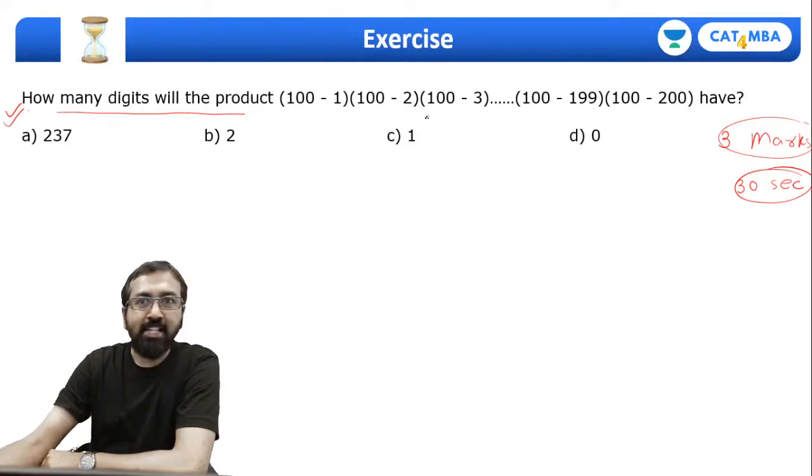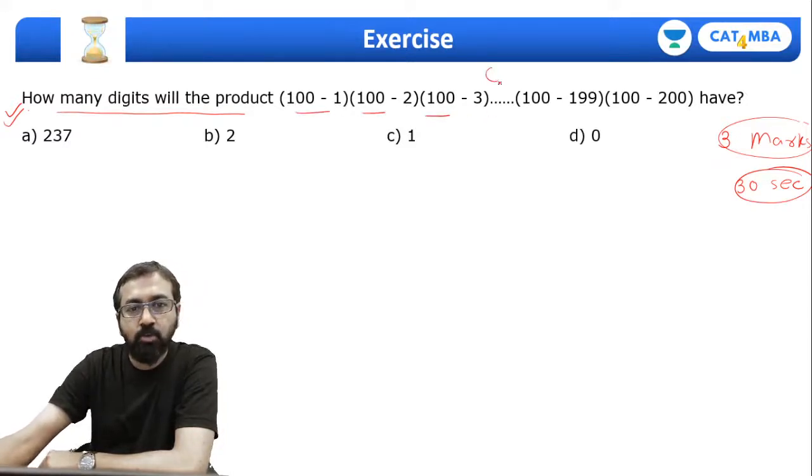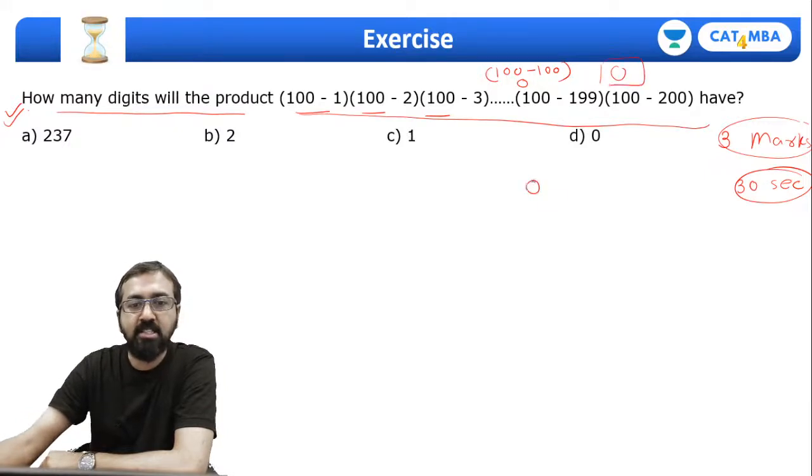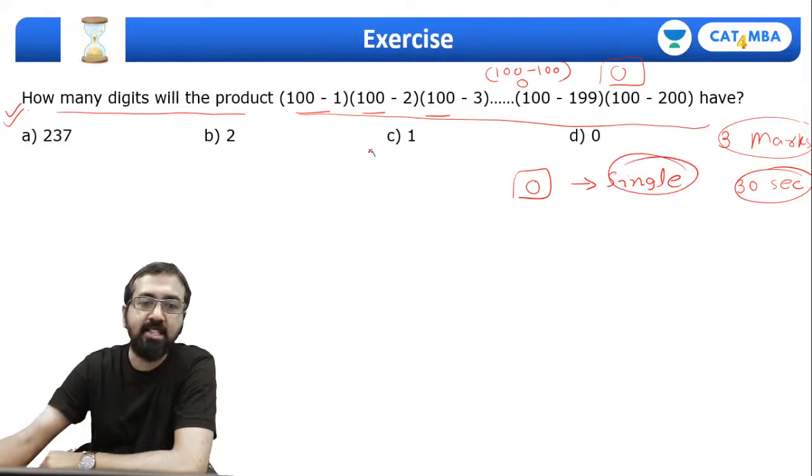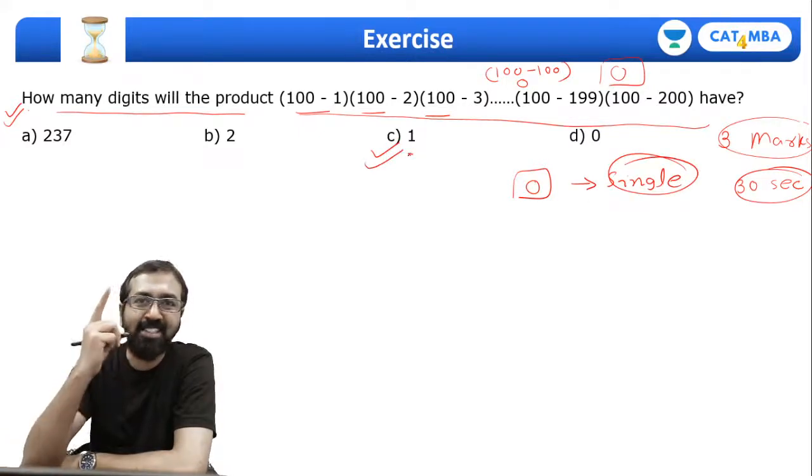Okay, so guys, let me tell you, when I just write down this term, there will be a term somewhere in between where you will find 100 minus 100. Now what is 100 minus 100? It's 0. So one 0 in the product will make the complete product 0. So my answer is 0, and 0 is a single digit number. So how many digits will be there in the answer? It's option C. There will be 1 digit.